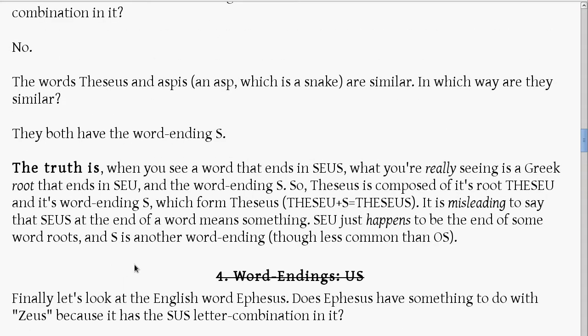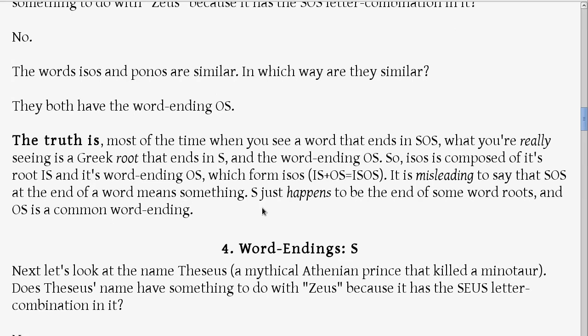And I want to make sure that something else is clear, because basically my point is they say S-E-U-S at the end of a word or at the end of a name means Zeus, right? Except when you know Greek and you look at the word, you will see that S is the word ending. This is the root, so this is completely a separate entity from this. They are saying that these four letters mean something, but they can't mean anything because this is one complete object or word. It's a root. This is a word ending. This is completely separate from the rest. Same with up above with OS.